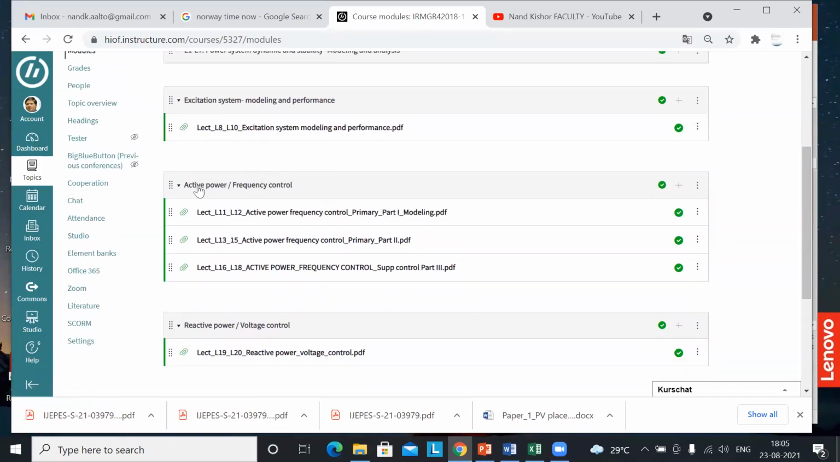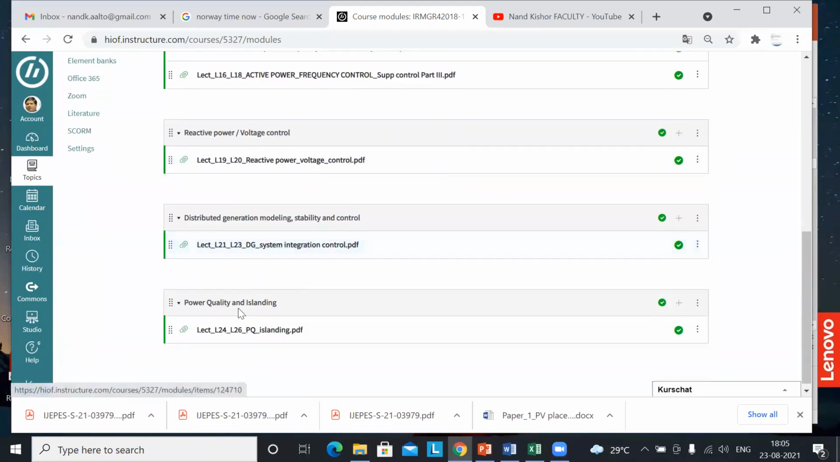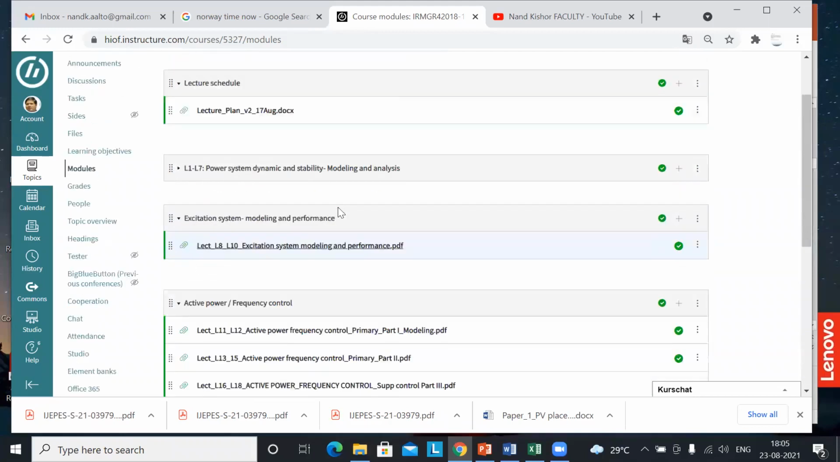Then topics on active power frequency control, which are in different parts. I have them here. Then reactive power voltage control, then DG modeling, stability and control, and the last one, power quality and islanding. I have not yet uploaded some extra files for your understanding related to the topics, but it all depends on how we progress, and if there is any need, I will upload some of them here as well. Right?